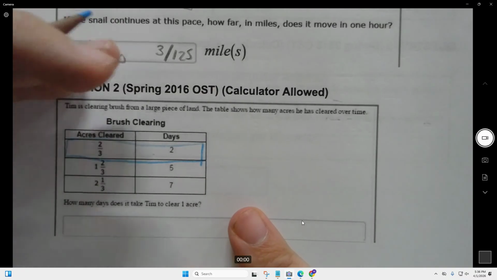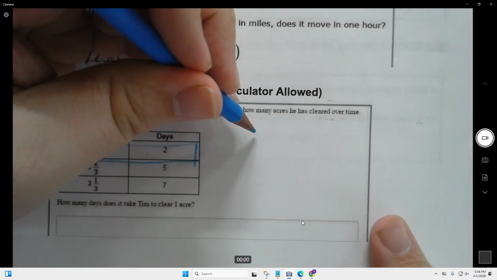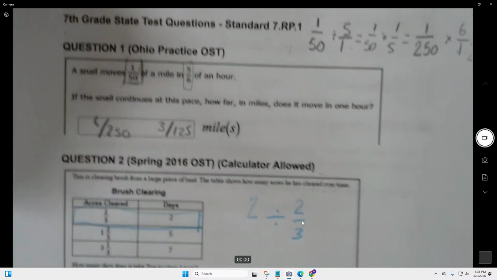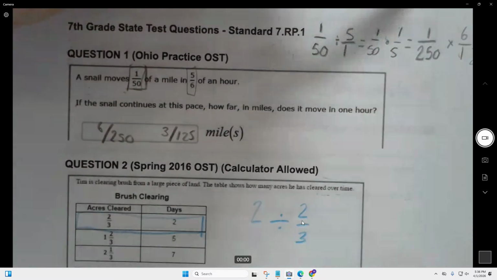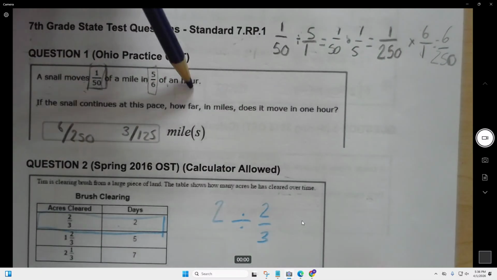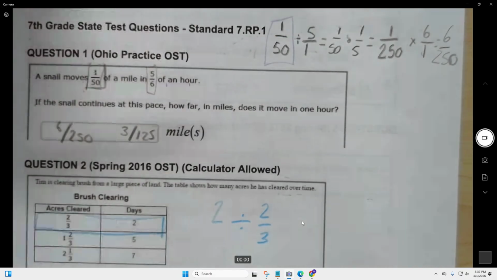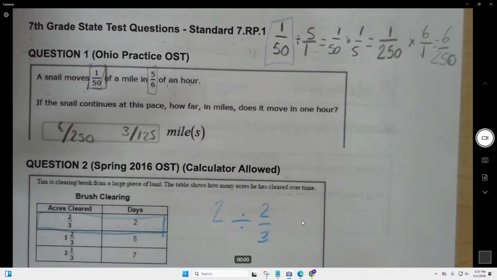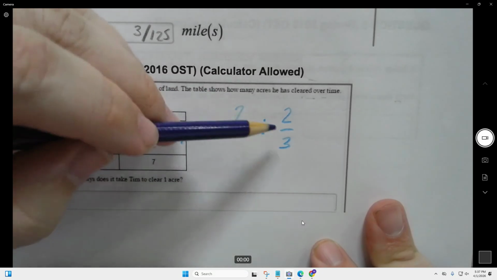We're going to do the same thing that we did earlier. Here's how you know how to order it. So, I'm going to order this as 2 divided by 2/3. And last time, I put the 1/50th out in front. The way that I know how to order things is based on what they want from me. What I'm trying to figure out in the top one is how many miles per hour it goes. So my miles went first because it is miles per hour. In this one, I want to know how many days it takes to clear the acre. So my days go first because it is days per acre.